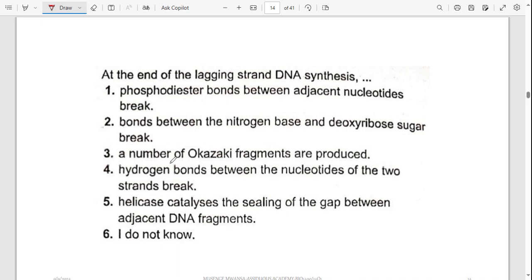At the end of lagging strand DNA synthesis, phosphodiester bonds between adjacent nucleotides break? No. Bonds between nitrogen base and deoxyribose break? No. A number of Okazaki fragments are produced. This is true, right? Hydrogen bonds. Every time you hear break, that's not true. Helicase characterizes the sealing? It's not helicase, it's ligase.